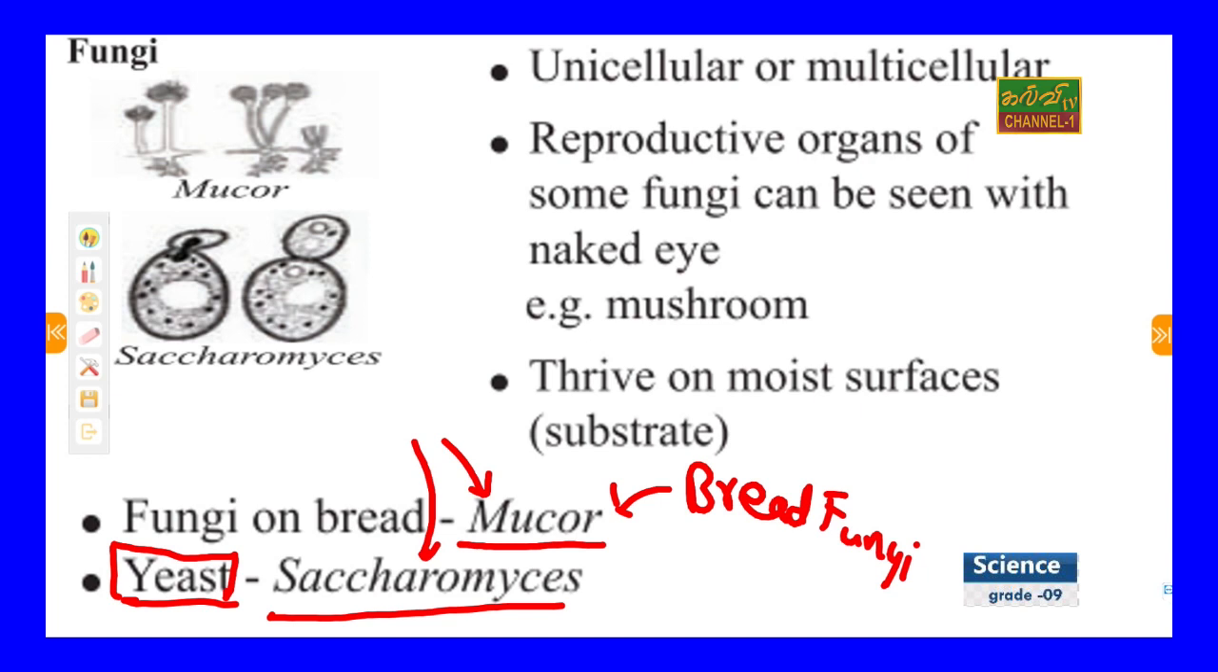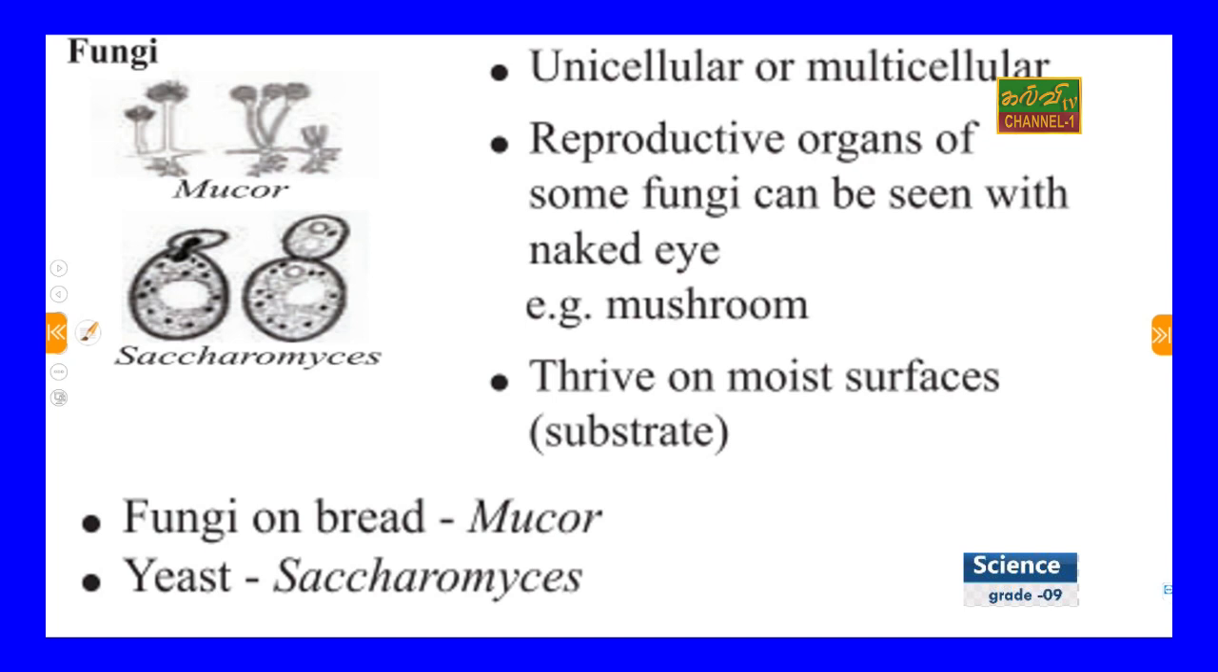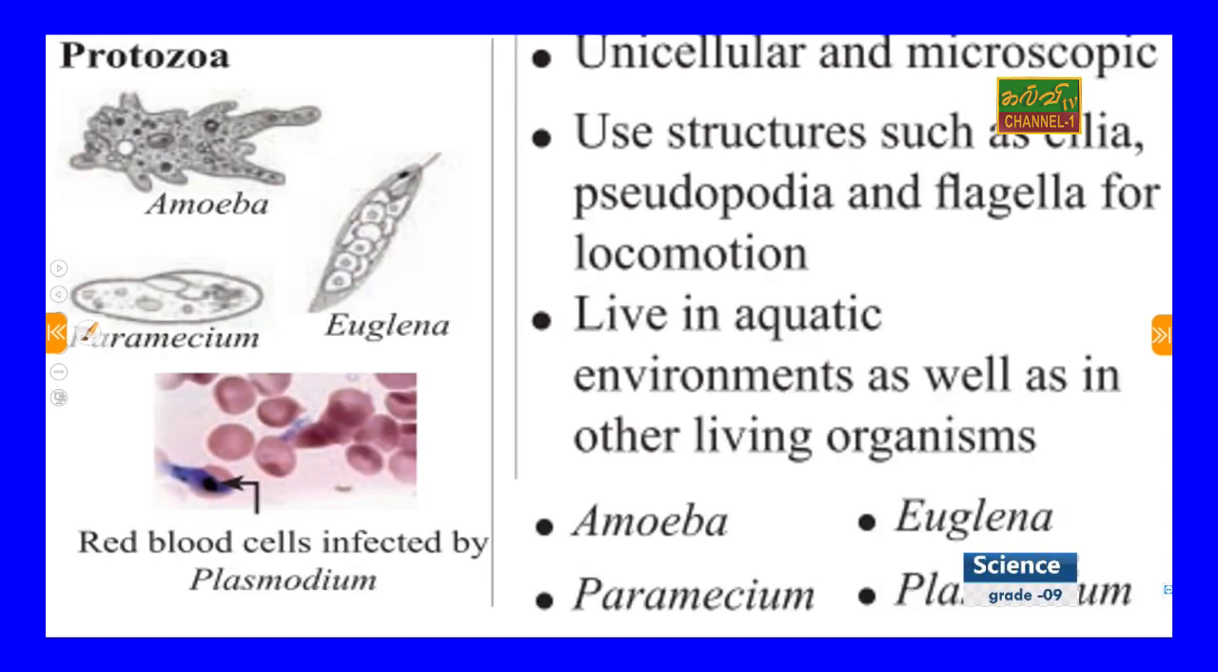Okay, students. Next one, protozoans. This is unicellular and microscopic. Uses structures such as cilia, pseudopodia and flagella for locomotion. Lives in aquatic environments as well as in other living organisms. Amoeba, Euglena, Paramecium, Plasmodium, red blood cells. Okay, this subject.